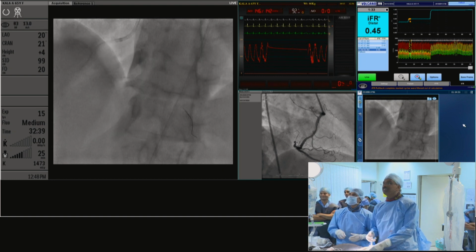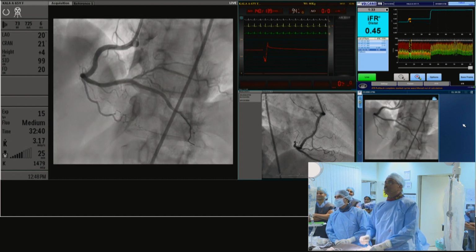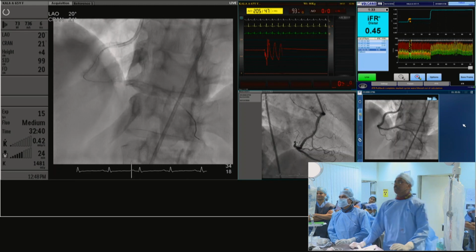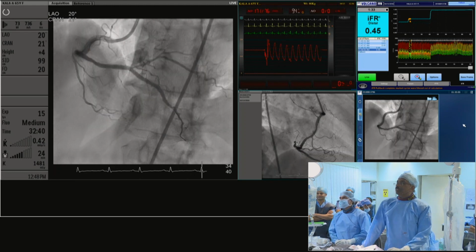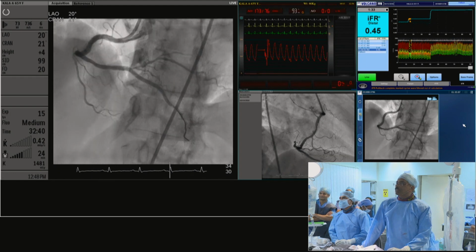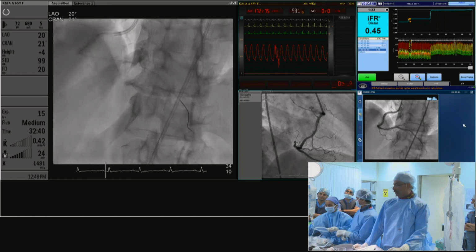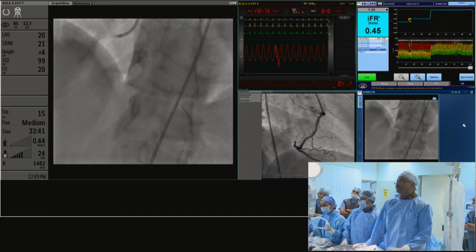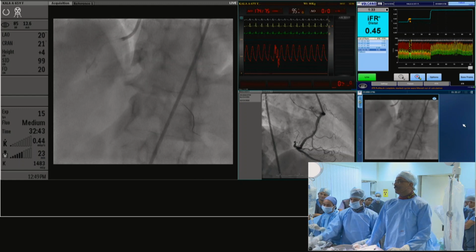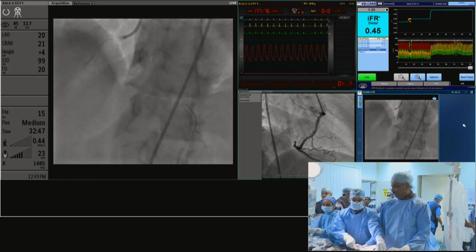Go ahead, Kirti. I'm at a crossroad. We started off doing an IFR, and in this tandem calcified lesion, which was obvious on the fluoroscopy, my assessment was that we were going to have difficulty with the amount of calcium. Having said that, our IFR led us to believe that the mid-RCA lesion maybe doesn't need to be touched.